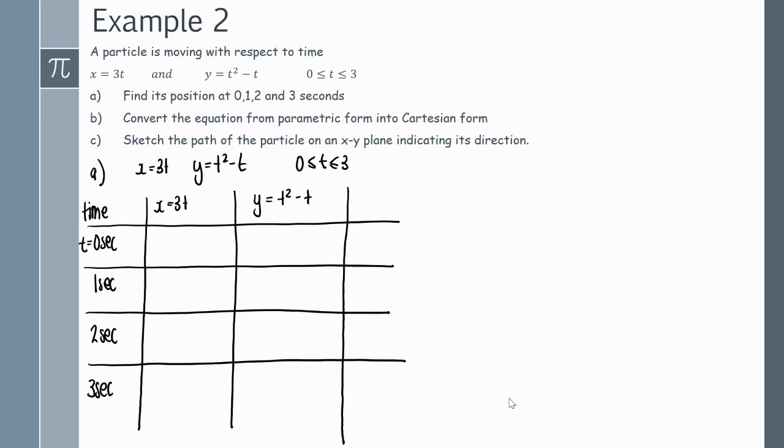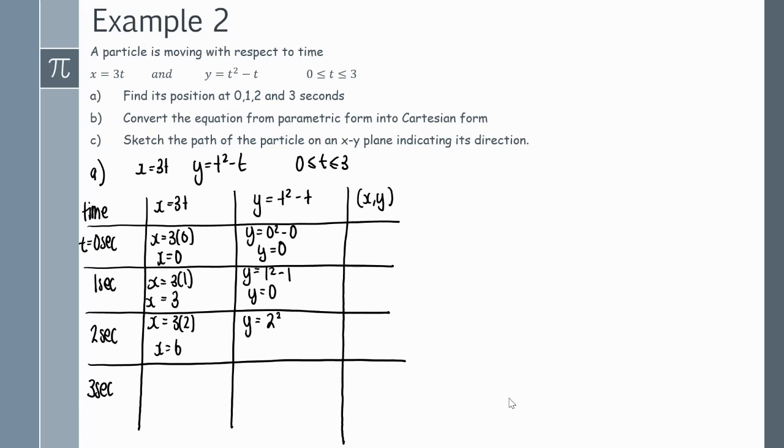You know what to do here. If t equals 0 seconds, so x, when we have t 0, would have x equals 3 times 0, that's 0. Y would be, well, 0 squared minus 0, y is 0. For the next one, 1 second, let's sub it in. We'll have x equals 3 times 1, just 3. Y equals 1 squared minus 1, that's 0.